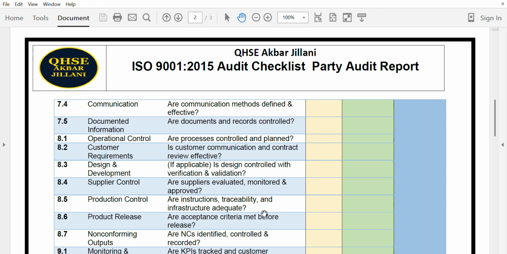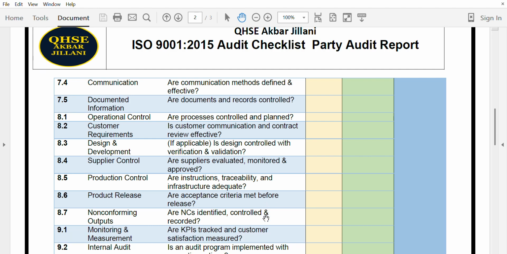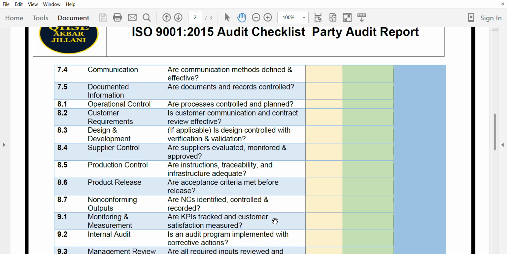Product release. Are acceptance criteria met before release of the product or services? Nonconforming output. Are nonconformities identified, controlled and recorded? 9.1, Clause number 9. Are KPIs tracked and customer satisfaction measured? Customer satisfaction, this is important.